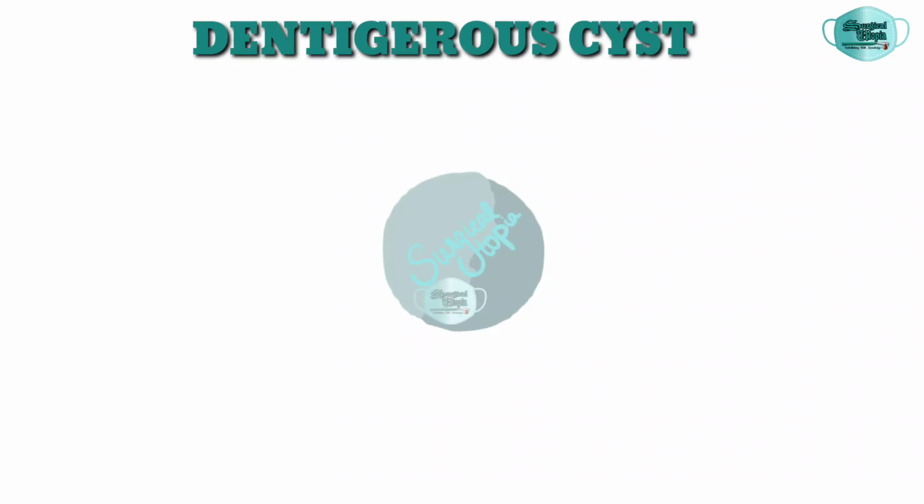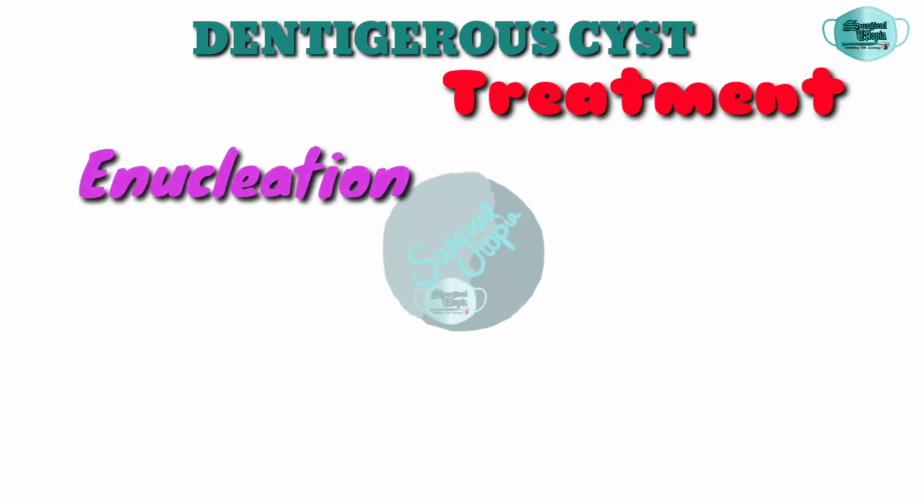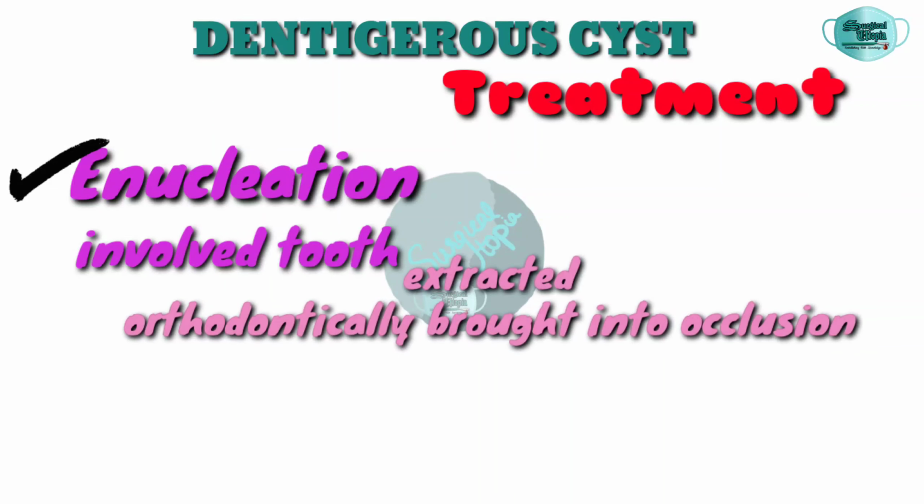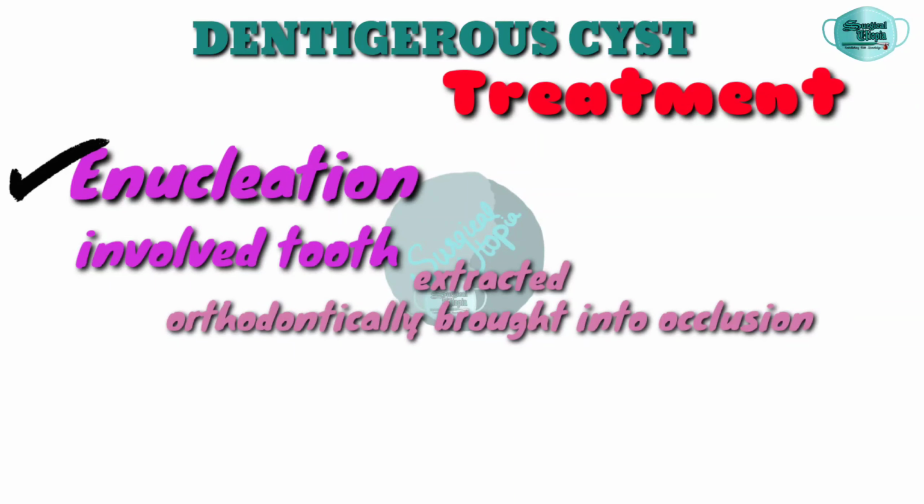The treatment choice for dentigerous cyst is enucleation along with extraction of impacted teeth. And in case the tooth cannot be extracted, then orthodontic treatment may be sought in order to bring the tooth into a favorable position so as to be extracted, or if it is to be left in position, it will be orthodontically moved to a favorable position so as to bring it into occlusion.